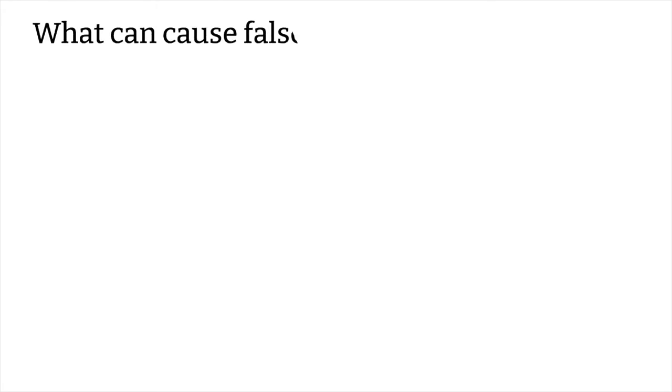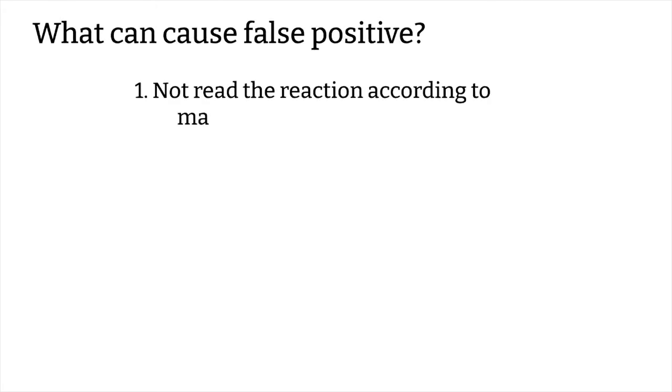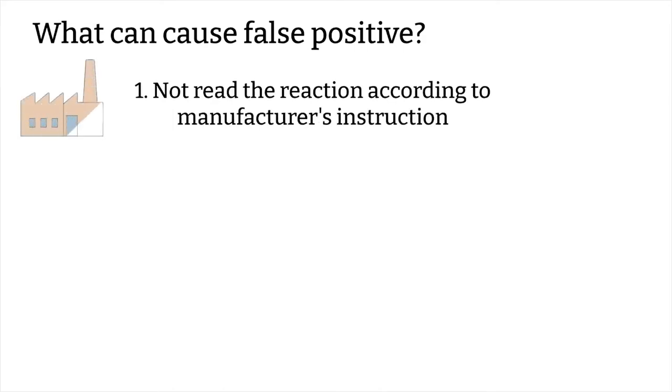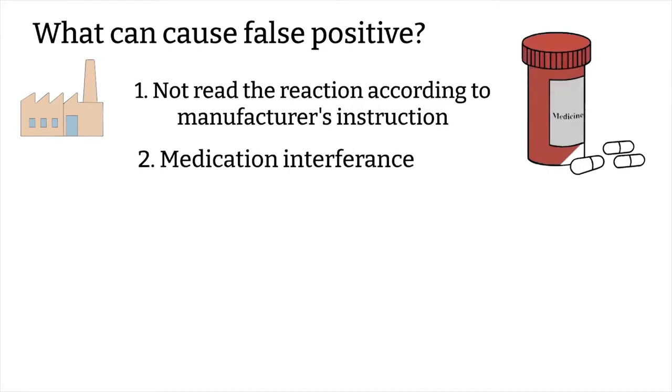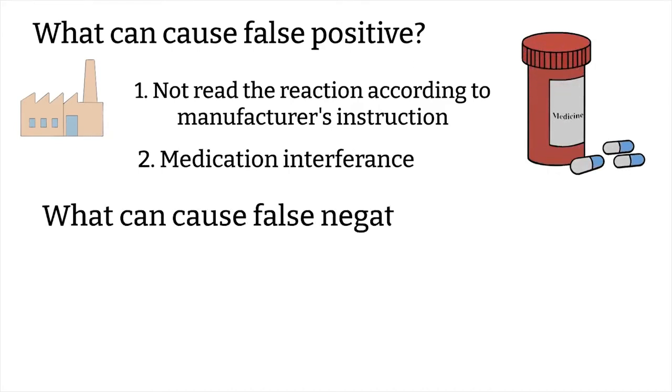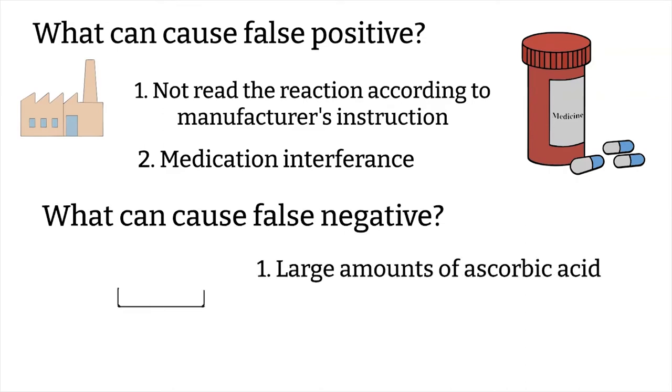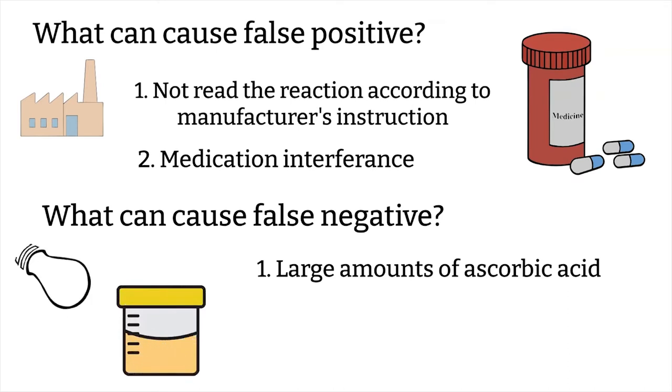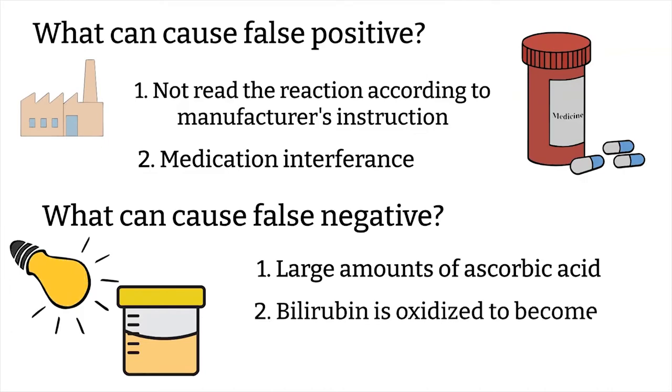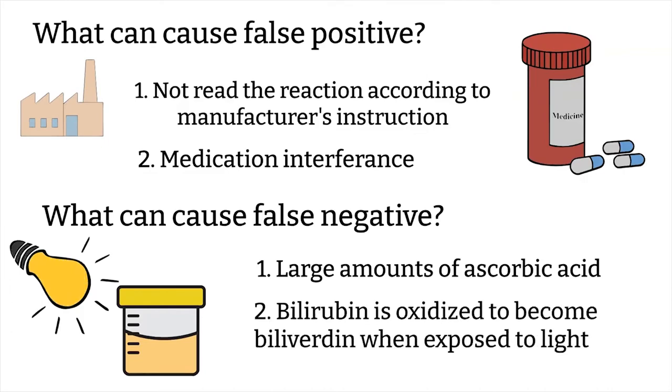What can give false positive test results? First, if the reaction is read after the manufacturer's indicated time. Second, some medications can interfere with this test. And what can give false negative test results? First, a large amount of ascorbic acid. Second, if the urine has been left for too long before the test is performed, the bilirubin will oxidize as the specimen is exposed to light at room temperature.